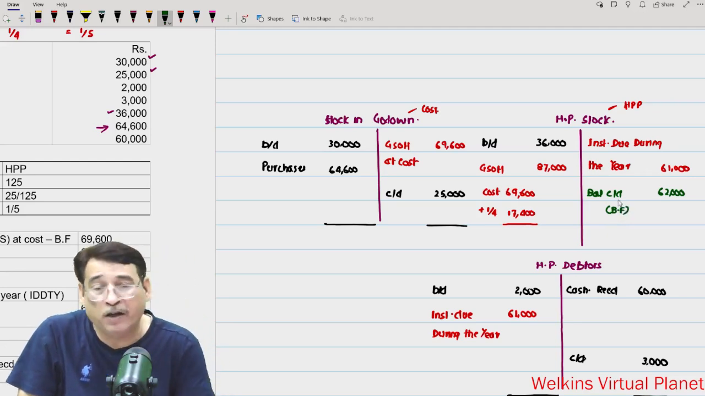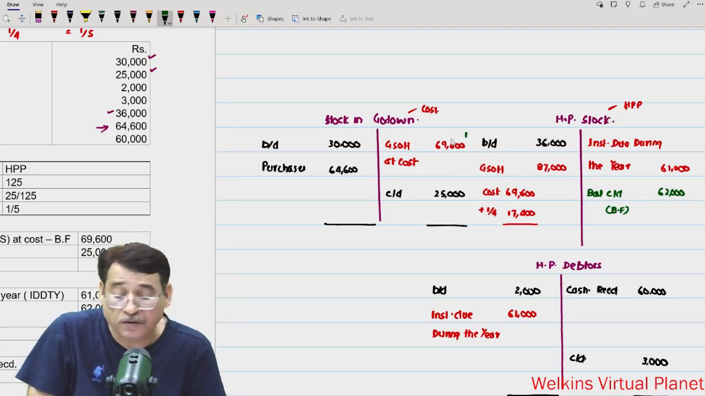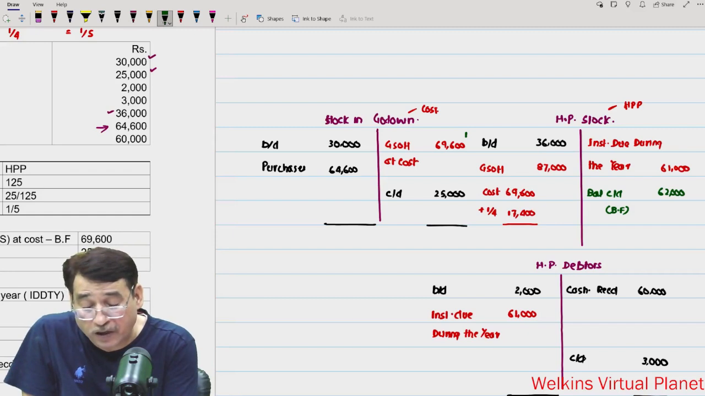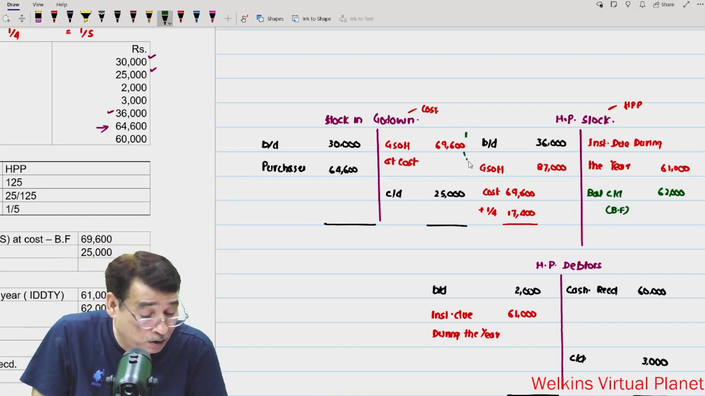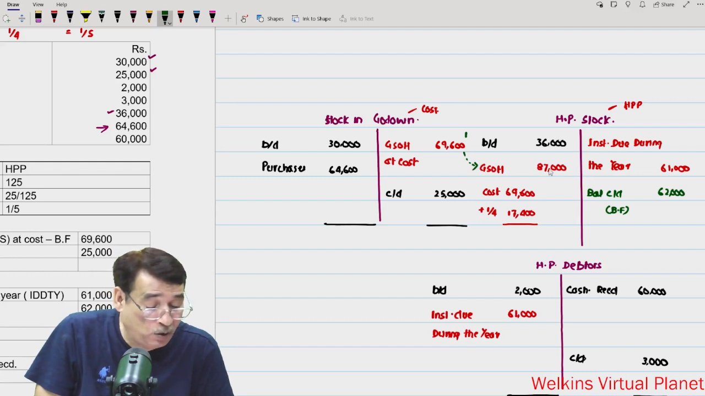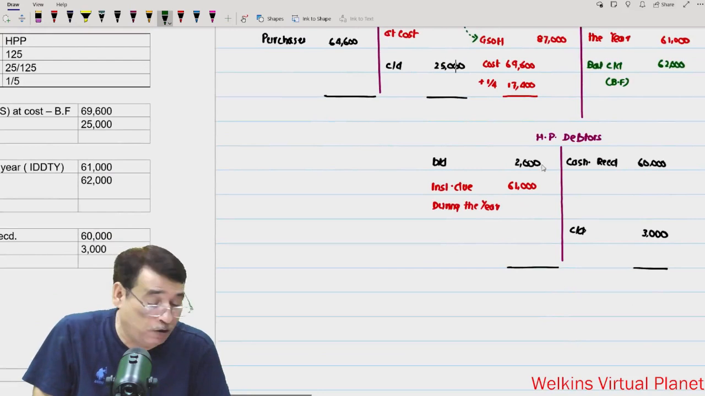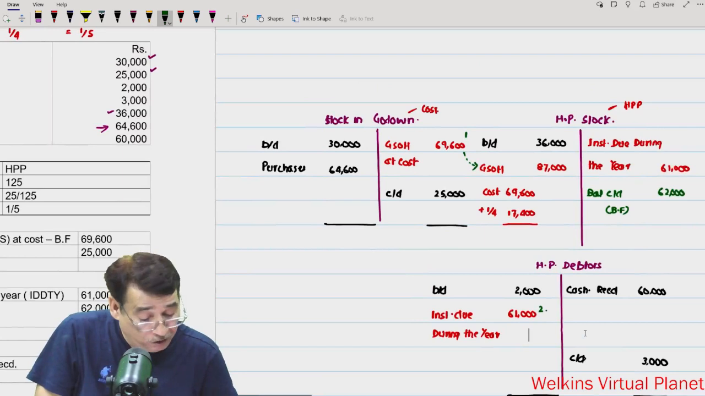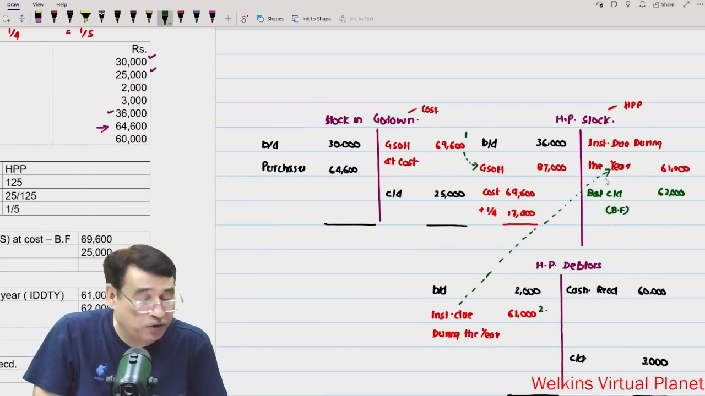So in this particular account, first you found out this particular item. Is it clear to you? After having found out this particular item, what you did, you transferred it to the debit side of hire purchase stock account. But you converted it into hire purchase price. It is also very important. After that, you prepared this account and you found out this particular figure, installment due during the year. Then you took this particular figure to your hire purchase stock account and you wrote it towards this particular side.